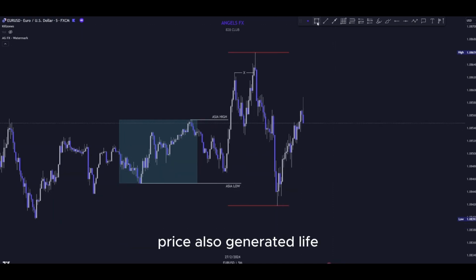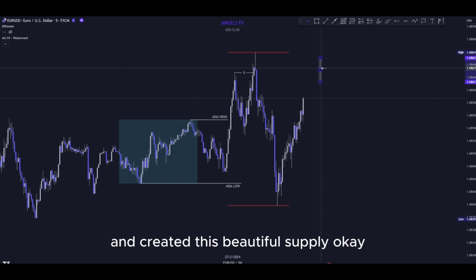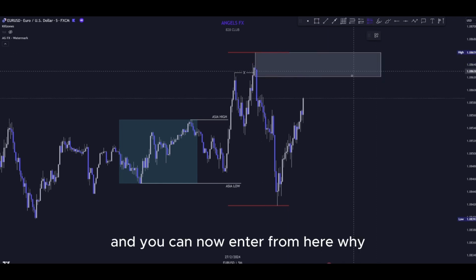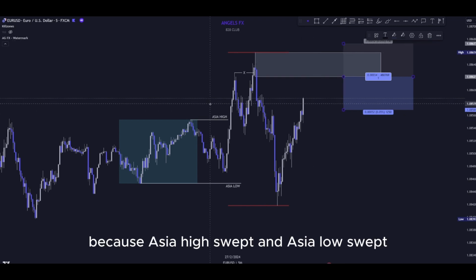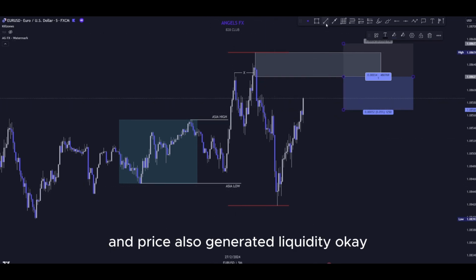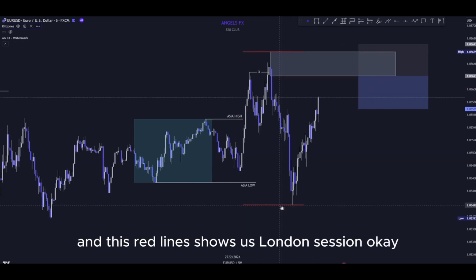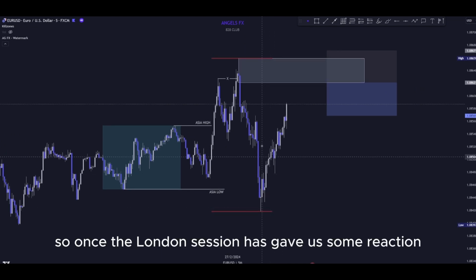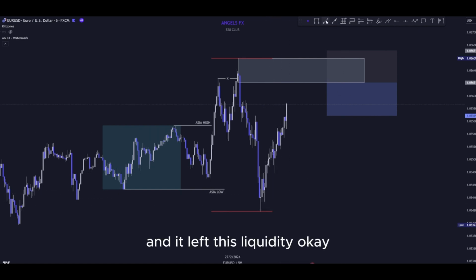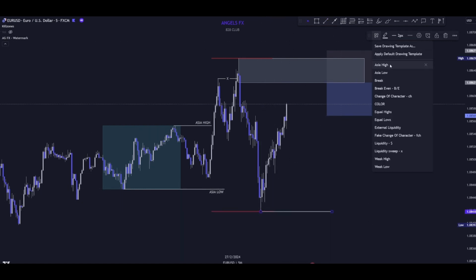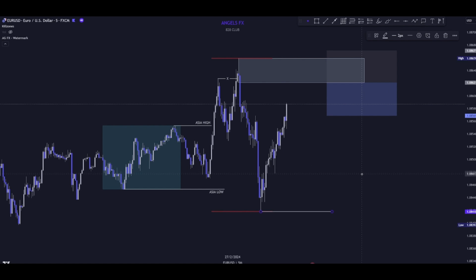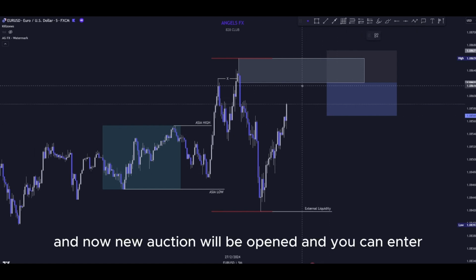Price also generated liquidity and created this beautiful supply. And you can now enter from here. Why? Because Asia high swept and Asia low swept and price also generated liquidity. Okay, now you can enter. And these red lines show us the London session. Once the London session has given us some reaction and left this extra liquidity, the New York session will be opened and you can enter.